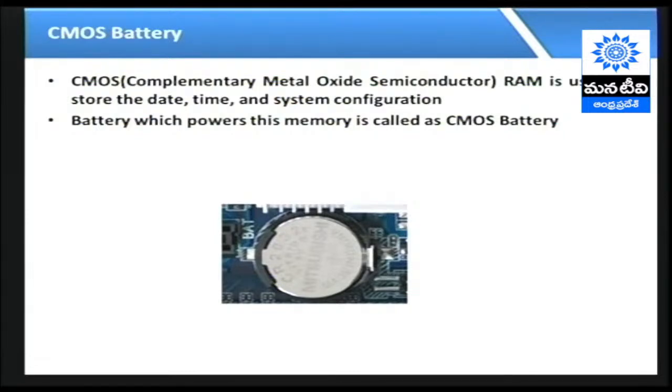As per the previous session we discussed, the CMOS chip is always integrated with the South Bridge of the computer motherboard. The battery which is used to provide power to the CMOS chip is called a CMOS battery. Okay, the battery is different, the chip is different.